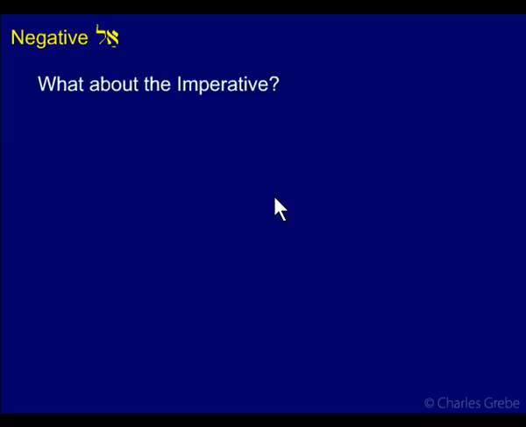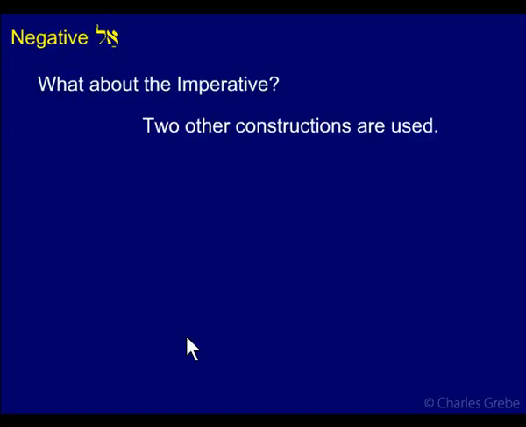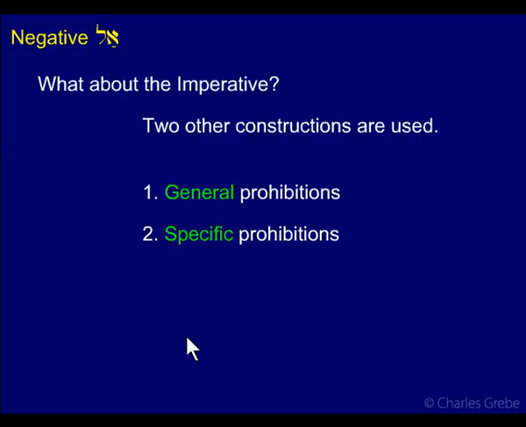Now, what about the imperative? What's the deal with the imperative? Do we use al? Well, the imperative is not negated. And what I mean by this is the imperative form is not negated. So we have like pikod. This is the form, the imperative, second person volitive. We do not negate this with lo or al. Instead, there are two other constructions that are used, and they're used for two different things. One is used for general prohibitions, and the other for specific prohibitions.